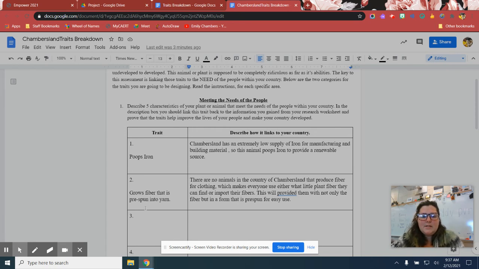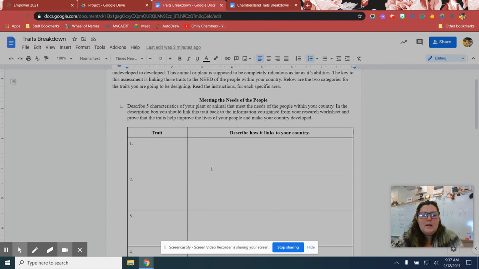It also grows fibers that are pre-spun into yarn. I go on to explain there are no animals in this country that produce fiber for clothing, which makes everyone either use what little plant fibers they can find or import. We don't want them to import. So this animal has hair or fiber that's already pre-spun into yarn for them to use to make clothing. Okay? So those are my examples.